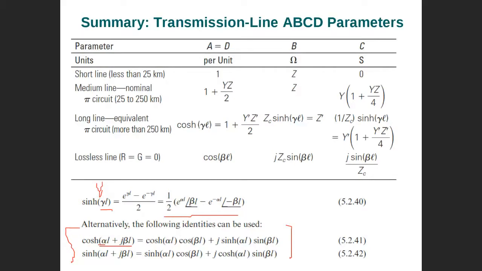So if your calculator does complex number cosine hyperbolic and gives you the real part and the imaginary part like this, that will be okay. If not, then you need to expand cosine hyperbolic into cosine and so on. So these are just numbers. Now, alpha is the real part of gamma. Beta is the imaginary part of gamma.